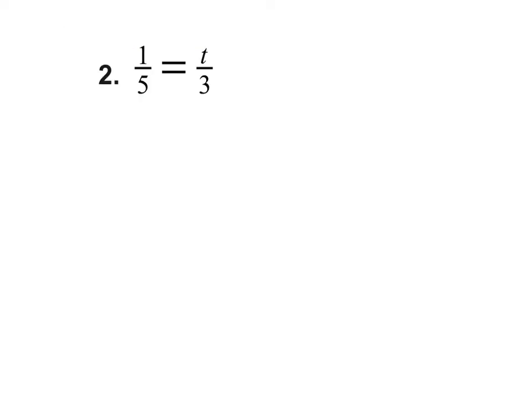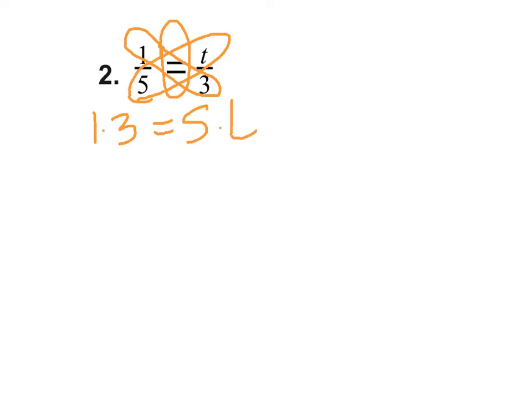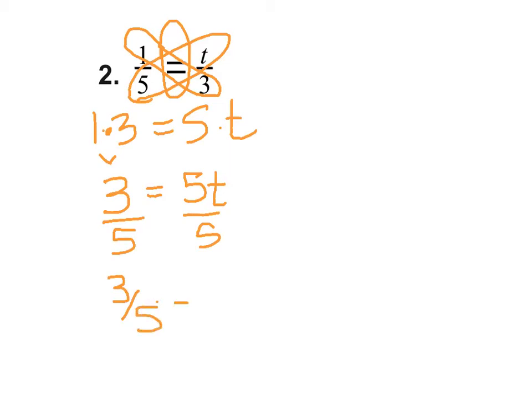All right, so the first thing I notice is that I do have this equal sign. So if I have the equal sign, then I'm going to go ahead and do my crosses. So here I have 1 times 3, and that's going to be equal to 5 times t. 1 times 3 is 3, and 5 times t is 5t. To get the t by itself, I'm going to divide by 5. And 3 divided by 5 is just the fraction 3/5. So your t value, your answer, your solution is 3/5.